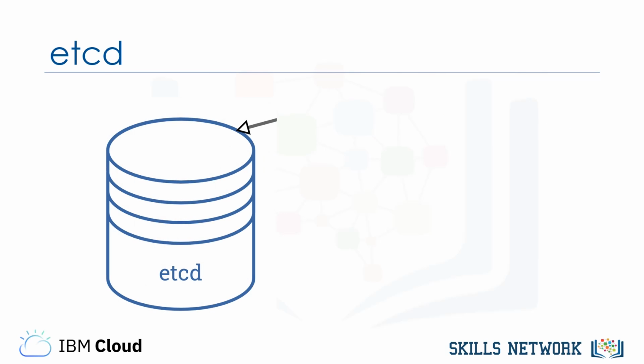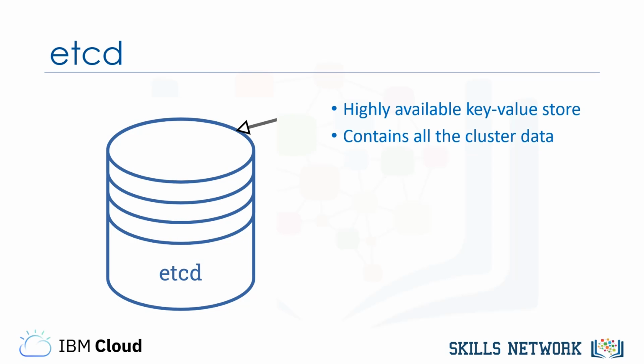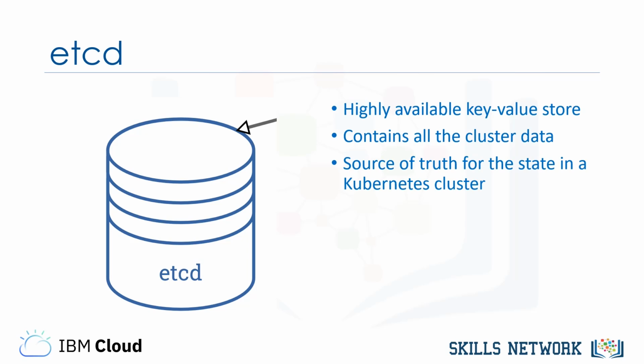Next is etcd, a highly available key-value store that contains all the cluster data. When you tell Kubernetes to deploy your application, that deployment configuration is stored in etcd. etcd is thus the source of truth for the state in a Kubernetes cluster, and the system works to bring the cluster state into line with what is stored in etcd.